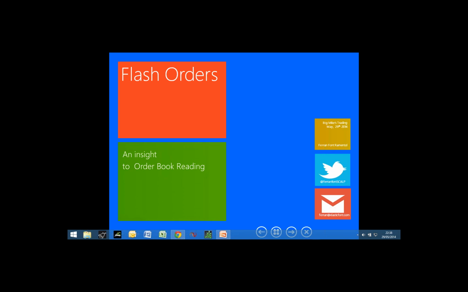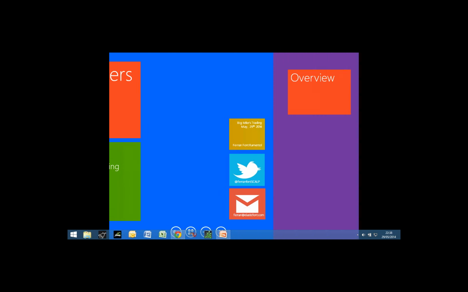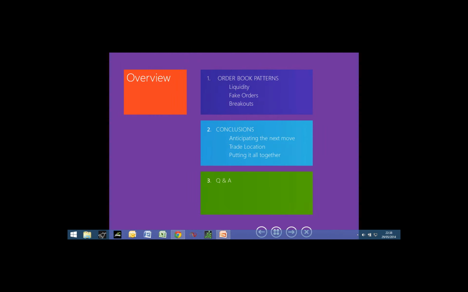All right, let's move to the next slide. Today's core presentation will be on high probability patterns that I have noticed when reading the order book. This will cover most of the time. We will be using some video clips I've recorded to illustrate these setups. The clips are very short, so ask me at the end if you wish me to replay any of them.